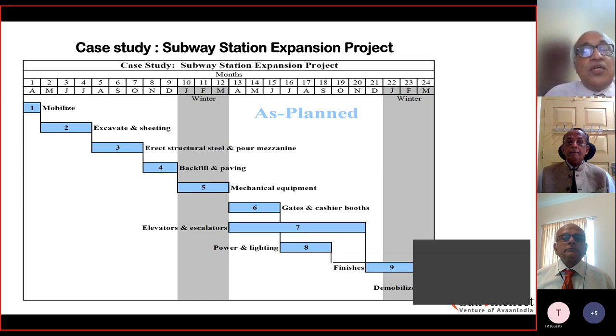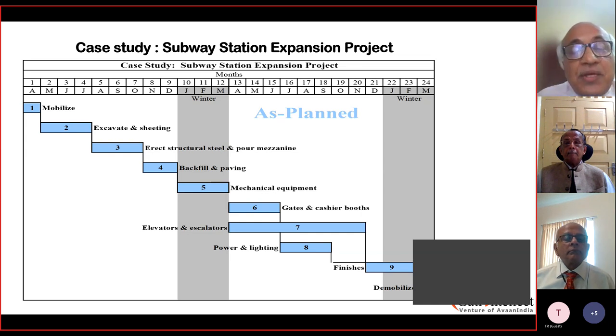If you see, 6 is not a critical activity because even if there is a slight delay in the gates and cashier booths, it won't impact the final schedule. The elevator escalator, which is 7, is part of the critical path. Power and lighting follows 6. So 6 and 8 are running parallel to 7. And then 9 is the finishing.